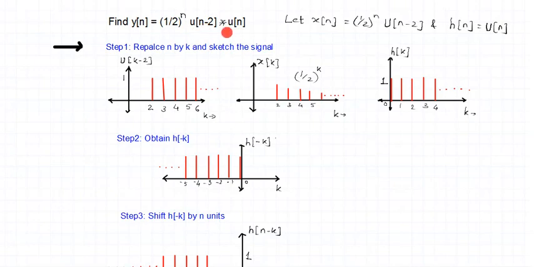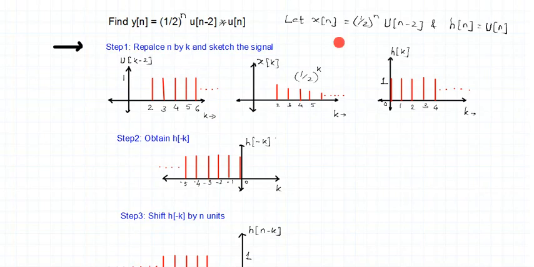Before we proceed, let us assign one of the signals as x[n]. So let x[n] be (1/2)^n u[n-2] and let h[n] be u[n]. So we are going to find the output y[n] by convolving the signal x[n] with signal h[n]. Following the procedure of convolution, the very first step is you replace n by k and resketch the signals with the new representation, calling the signals x[k] and h[k].